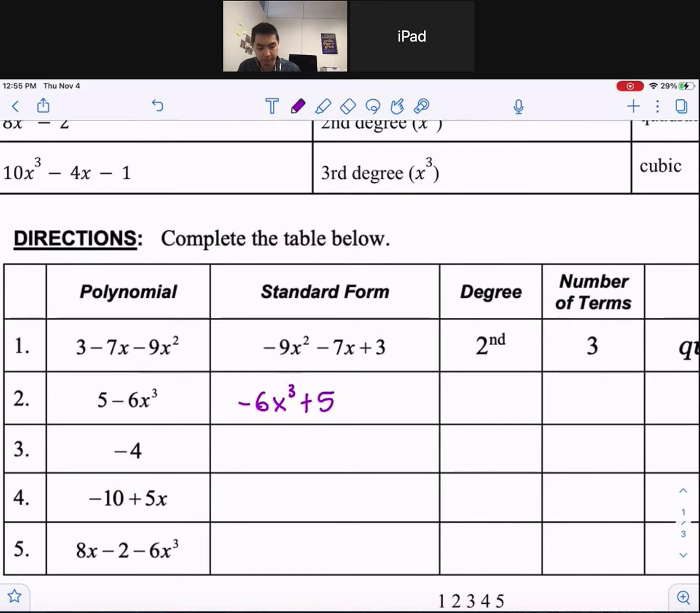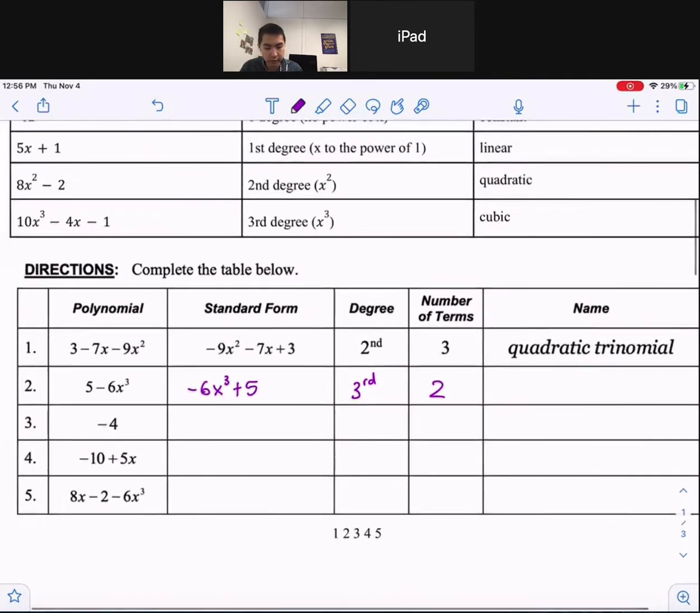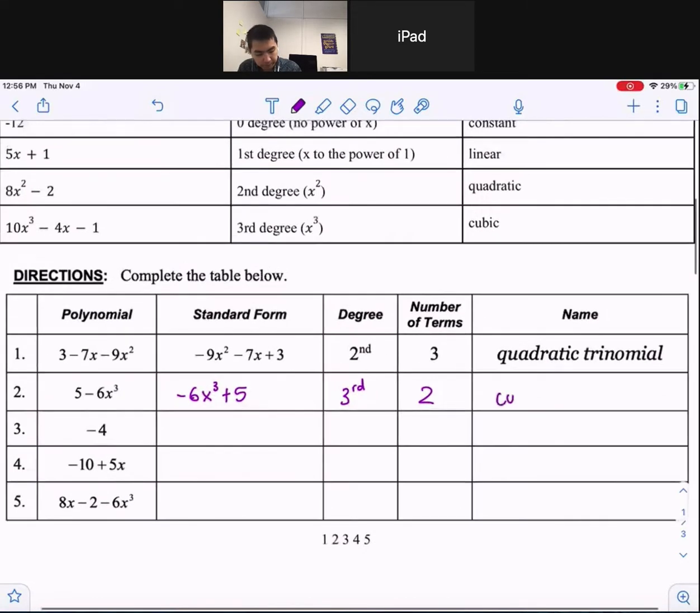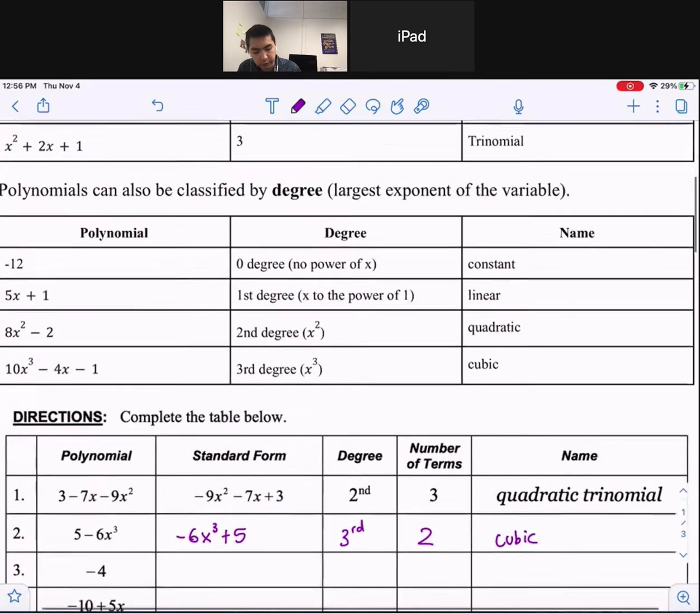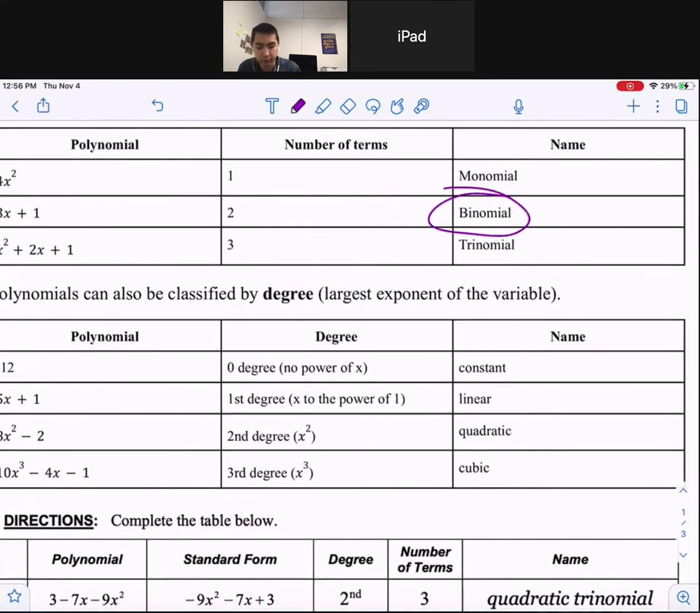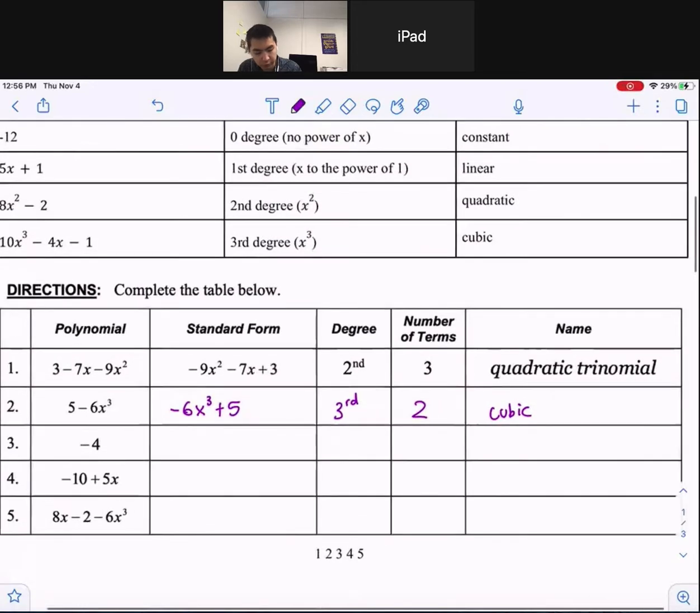What's the degree? Well, the highest degree is 3. So the third degree, and how many terms do you see? 1, 2. There are 2 terms. So as a result, third degree is what we call cubic. And if there's 2 terms, that's what we call binomial. 2 terms. So cubic, binomial.